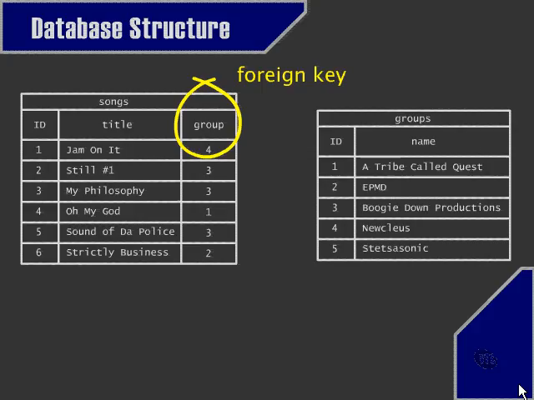So the data within the groups column, for instance, on the first row here, Jan on it, we'll look at that. The group is 4, so a quick scan down our groups table will find group ID number 4 is nucleus. So the computer is able to quickly and efficiently locate the relevant group for the song.